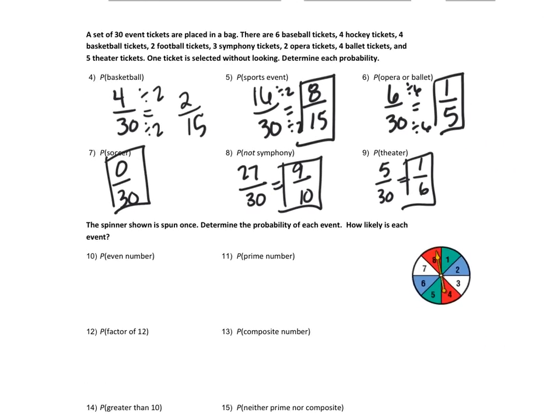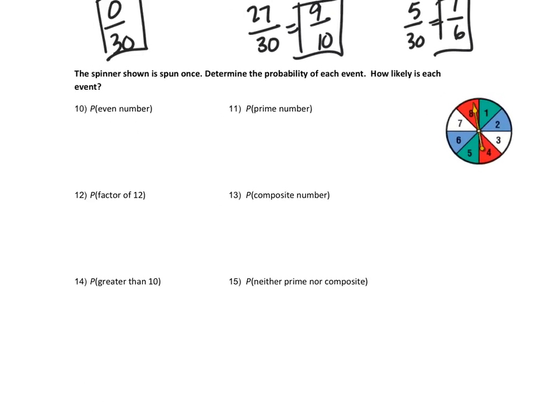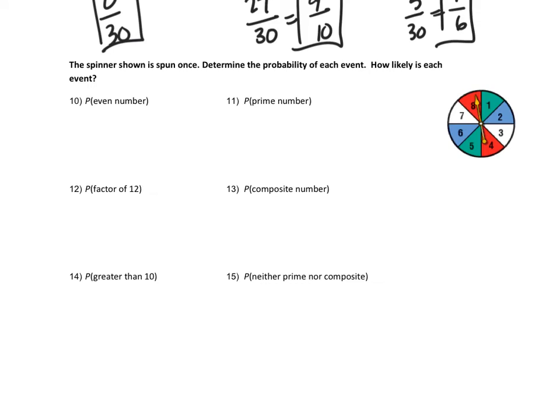Now, the spinner shown is spun once. Determine the probability of each event. How likely is the event? Look at this one. Probability of an even number. We have 2, 4, 6, 8. So 4 out of 8, which reduces to 1/2.